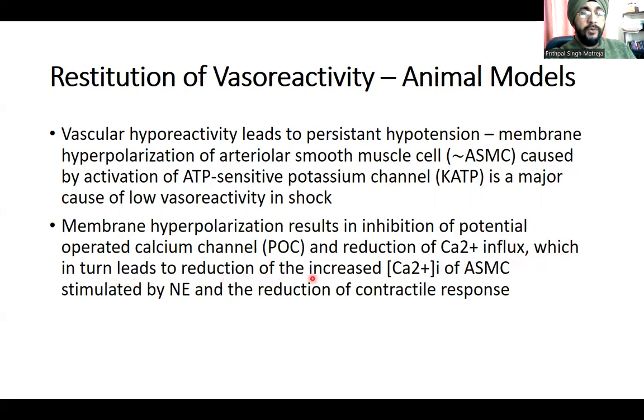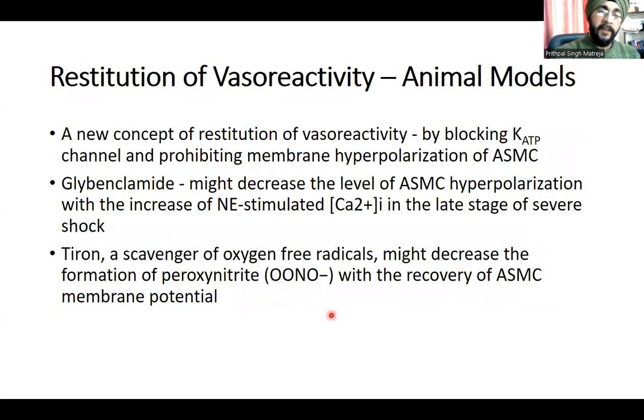So membrane hyperpolarization could also result in inhibition of potential-operated calcium channels and reduction of calcium influx, which in turn led to reduction of the increased calcium influx of arterial smooth muscle cells stimulated by norepinephrine and reduction of contractile response. So the new concept was that when we block this ATP-sensitive potassium channel and prevent the membrane hyperpolarization, we could improve the vasoreactivity. So glibenclamide is one particular drug that could decrease the level of arterial smooth muscle cell hyperpolarization with an increase in norepinephrine-stimulated calcium influx in the late stage of severe shock.